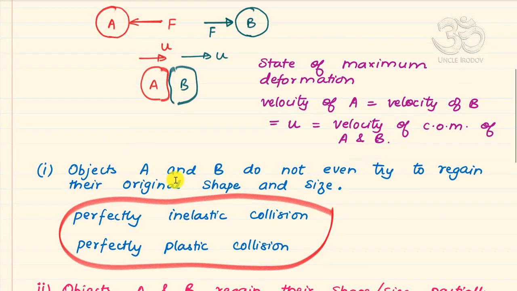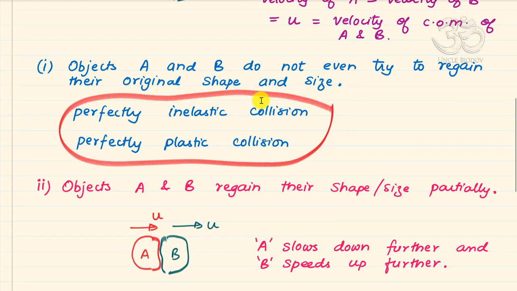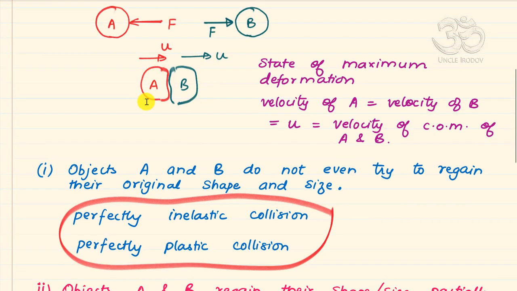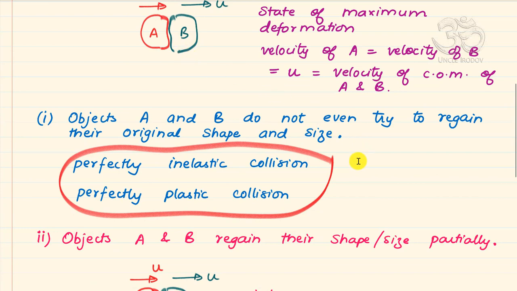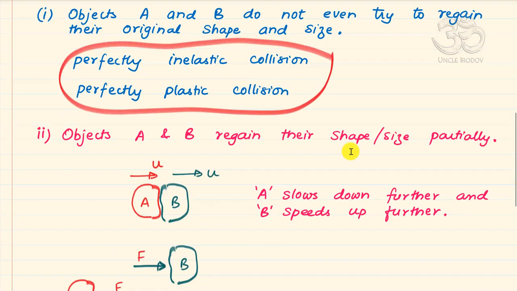While in the first case, when the objects do not even try to regain their original shape and size, they would keep on moving forever with these velocities and always remaining in this configuration. So in the first kind of collision here, the objects did not even try to separate. So the objects never separate. They move together with the same velocity u forever after the collision.